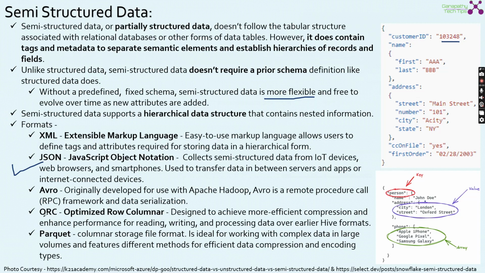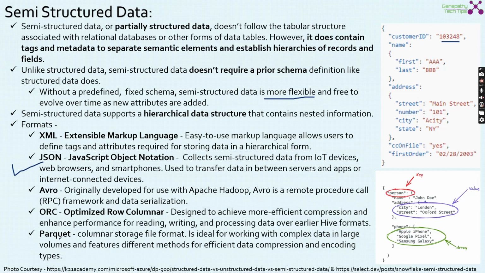The other format is the Optimized Row Columnar, ORC, again a columnar way of storing data, designed to achieve more efficient compression and enhance the performance for reading, writing and processing data over earlier Hive formats. If you know, Hive is another big data framework which is very helpful in querying big data. So ORC is one of the formats which very well supports Hive.